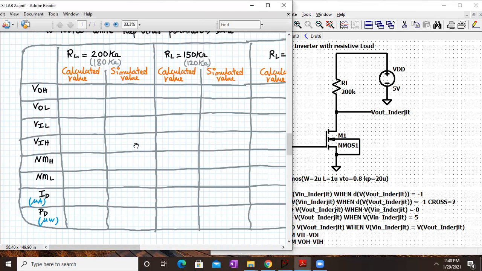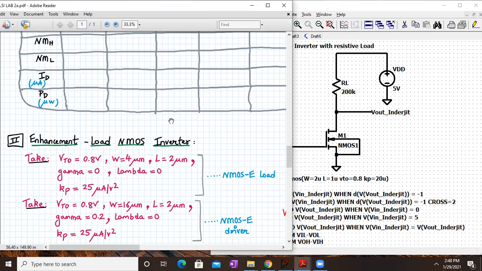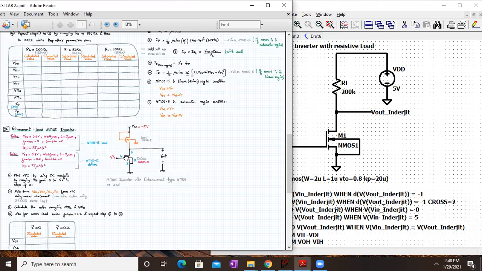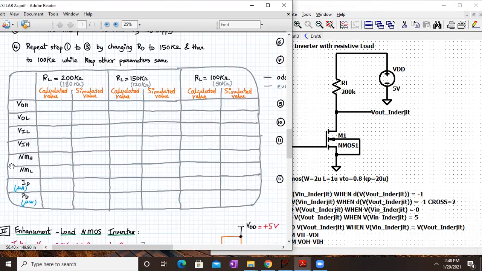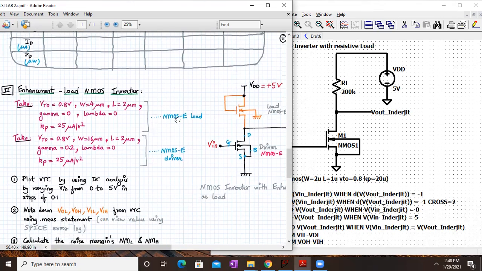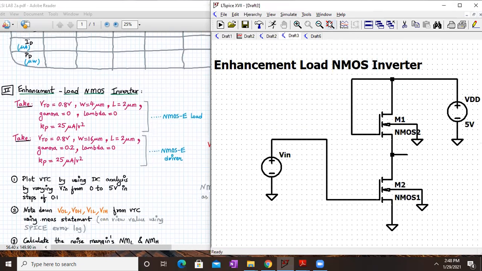Next we'll go on to the next part, which is the enhancement load inverter. So for the resistive load, you have this entire table. You have to determine all the 4 critical parameters, the 2 noise margin levels, the drain current, and the power dissipation supplied by the power supply. Next we'll go for the enhancement load. I will not take much time on it; directly we can write those things. So let's start now with the enhancement load. Yeah, this is the enhancement load.